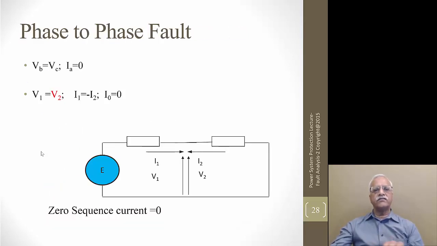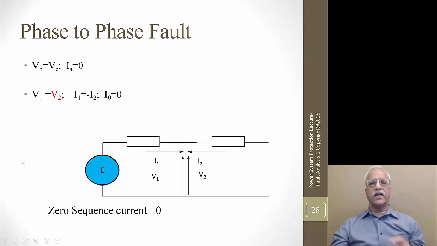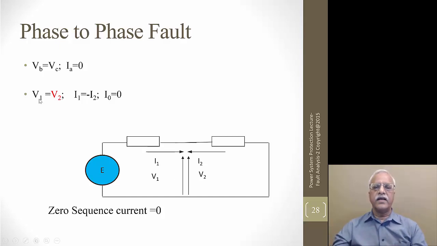Now, if you look at phase-to-phase fault, VB equals VC, IA equals 0. So when IA equals 0, I0 will be equal to 0 because IB will be equal to minus IC. I0 is IA plus IB plus IC, and IB plus IC will be equal to 0. So zero sequence never flows. So you get an equivalent system like this. E and positive and negative sequence impedances are connected opposite to each other, and then you get this relationship.